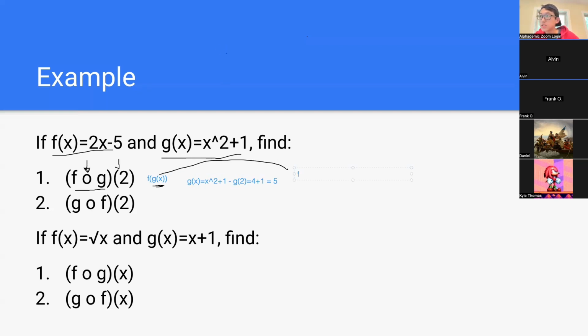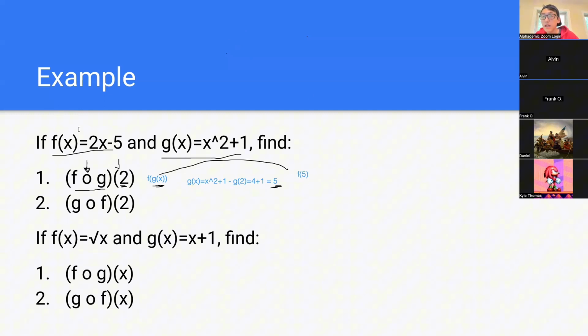How do we do that? We simply turn it into f of 5. Why? Because in this first equation, as you can see, it's f of g of x, and now we have determined the value of g of x, which is 5. g of 2 is equal to 5. That way we can plug it in, and it's just the function f of 5.